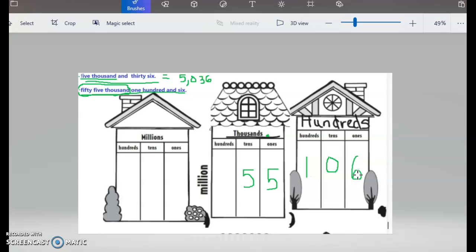Now if I want to write this number regularly in standard form without using the place value mat house, I could write it like this. I will write my 55, put my comma, and then I put 106. So every time it moves over to the next house, you need to put a comma, or you can remember every 3 numbers, you need a comma. So I will count 1, 2, 3, comma. So that's how I write 55,106. So go ahead and move on to the next slide.